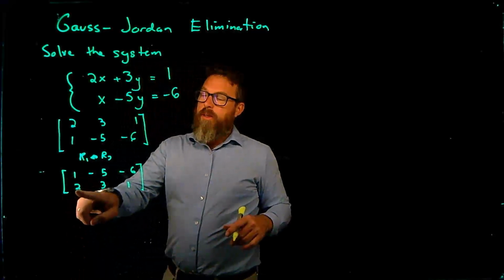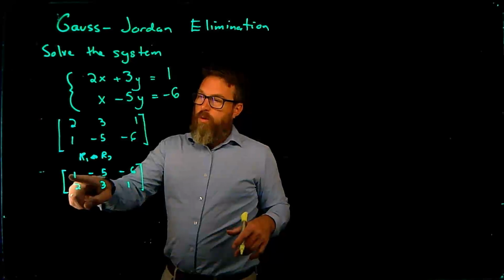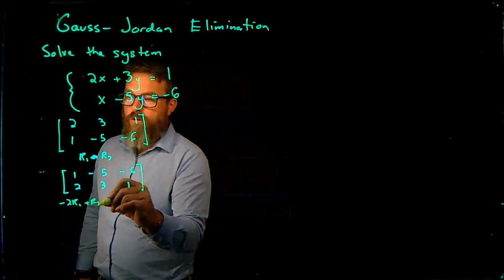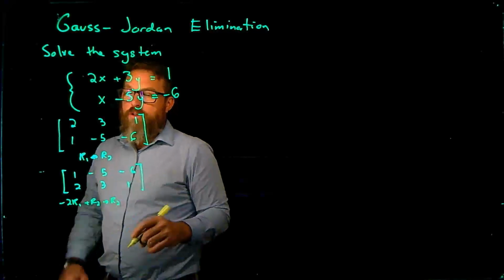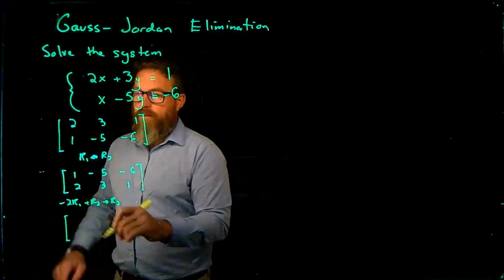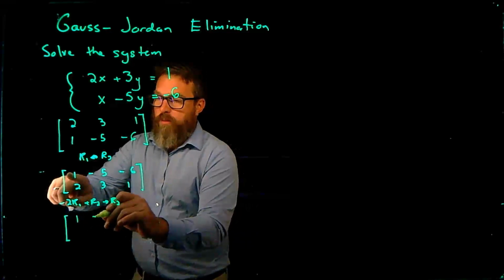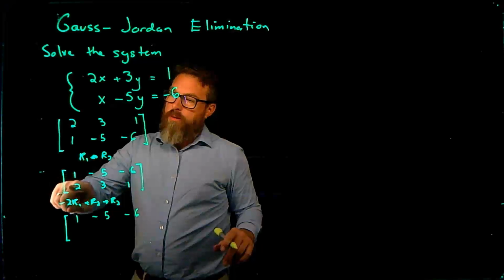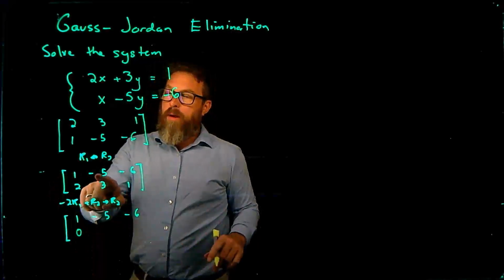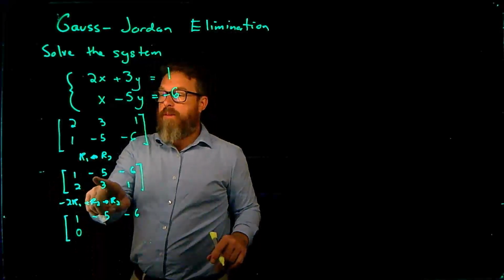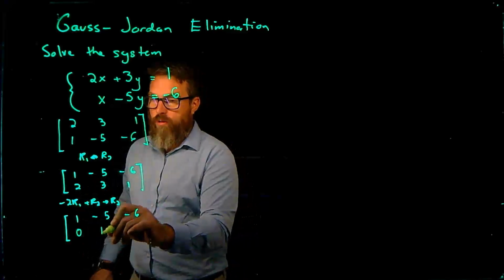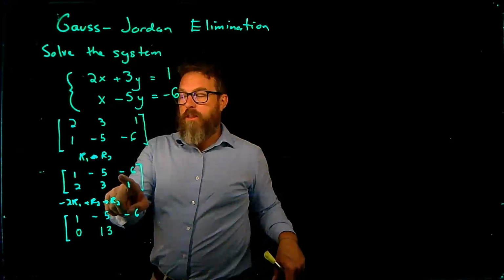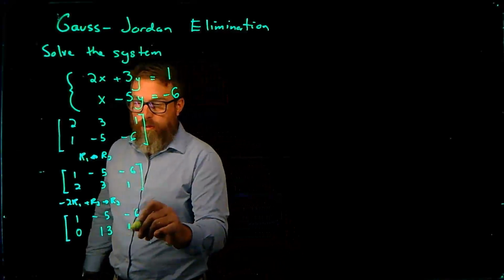So since I'm in column 1, I'm going to use row 1 now that that's a 1. So minus 2 row 1 plus row 2 is going to be my new row 2. Let's check what we get here. Row 1 is going to be the same. Minus 2 times 1 plus 2 is 0. Minus 2 times minus 5 is going to be 10, plus 3 is 13. And then minus 2 times minus 6 is going to be 12, plus 1 is going to be equal to 13.